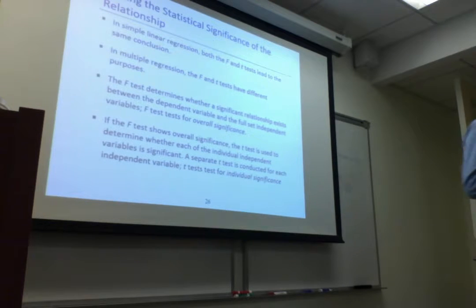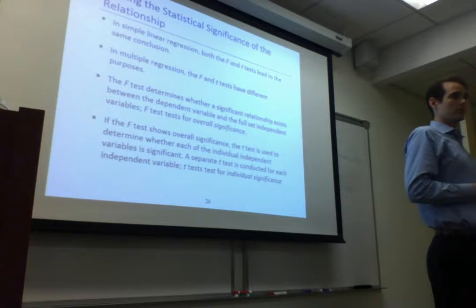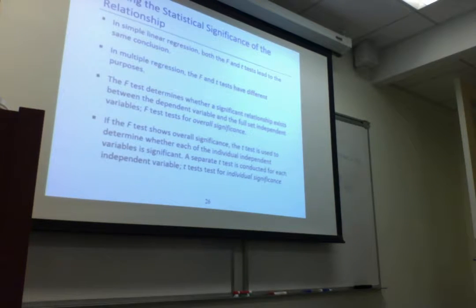The T-test we will continue to use for each of those values. We'll look at the t-value for field goal percentage, and the t-value for field goals per game, and say individually, what is the strength of those variables? What is the strength of each of those variables?